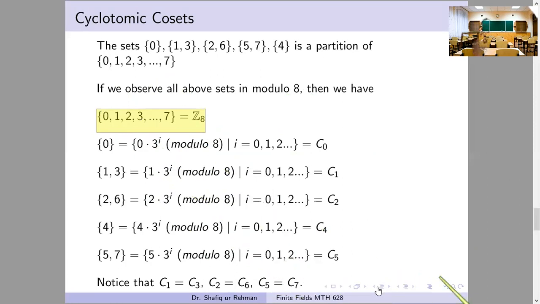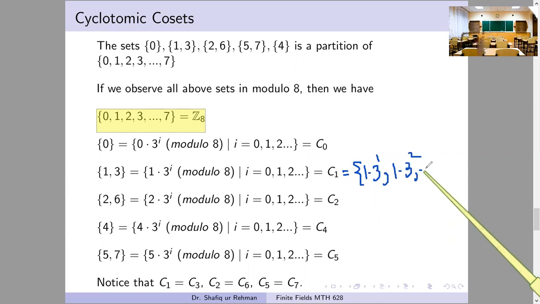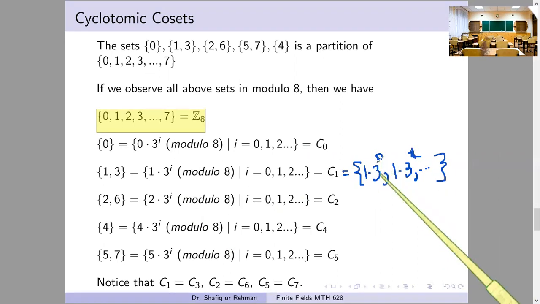If we want to write the elements of these sets, for instance in C1 we have the elements 1 dot 3 power 1, 1 dot 3 power 2, meaning we multiply the powers of 3 with 1, so we get C1, and we are in mod 8. When we put i equals 0, we get 1, and when we put i equals 1, we get 3, and when we take i equals 2, we get 9. 9 is again equal to 1.